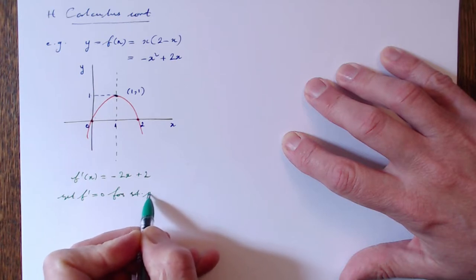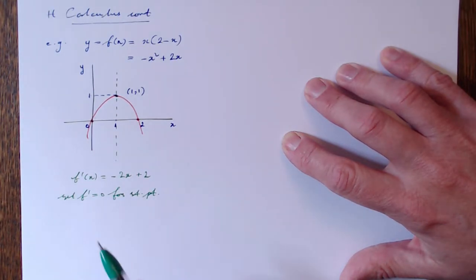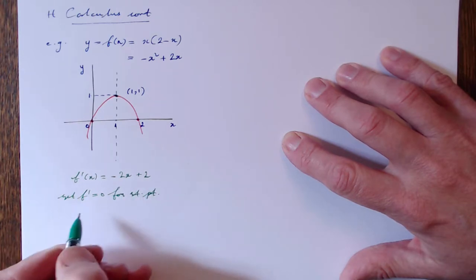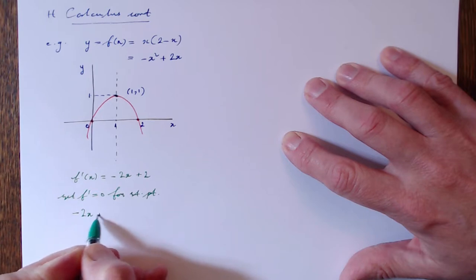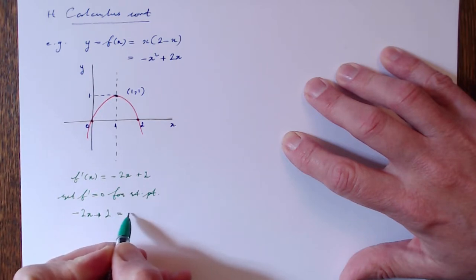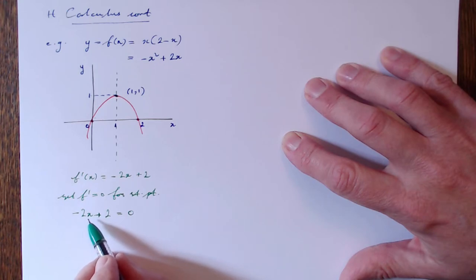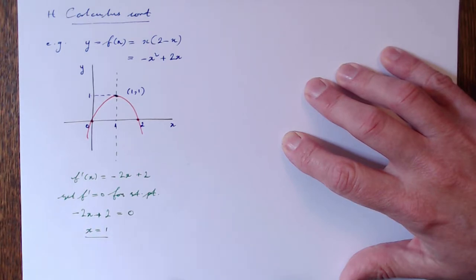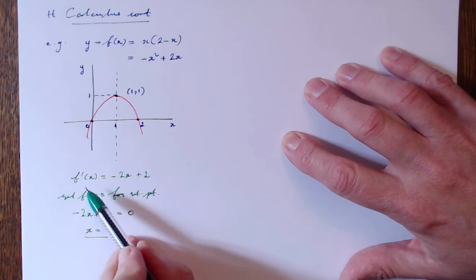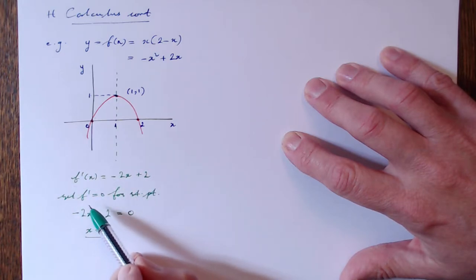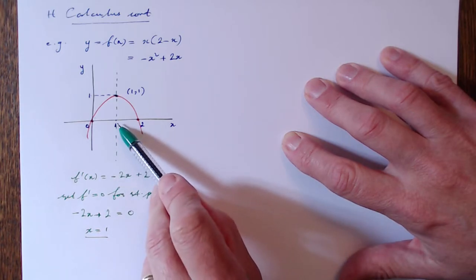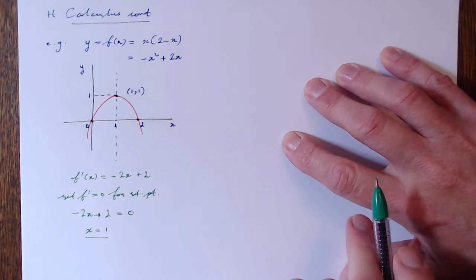That's essentially the recipe for finding stationary points: set the derivative to 0. If we do that, we have negative 2x plus 2 equal to 0. In other words, 2 is equal to 2x, so x will obviously equal 1. So applying calculus to this problem, differentiating and setting to 0, we get the value of x, giving us the location of the stationary point.